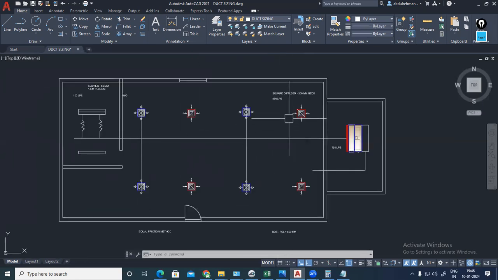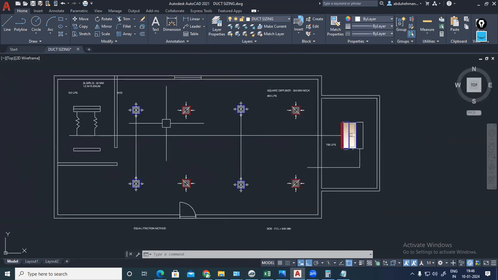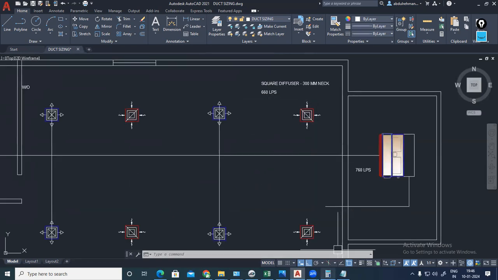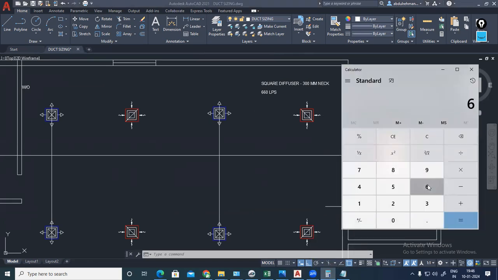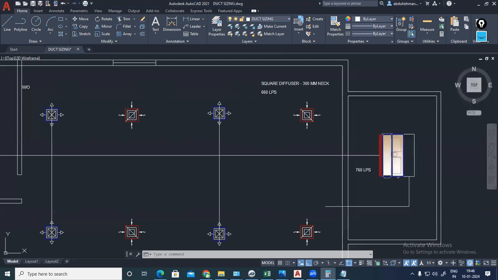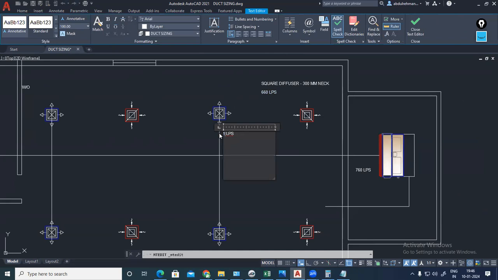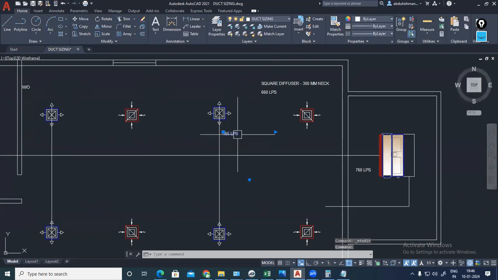In this area, 660 liter per second, we have to deliver with the help of 4 supply diffusers. 4 supply, 4 return we are having there. 1, 2, 3, 4. So what will be the flow rate of each diffuser? 660 divided by 4. Each diffuser should deliver 165 liter per second. So select this one, copy. Here I should deliver 165 liter per second.